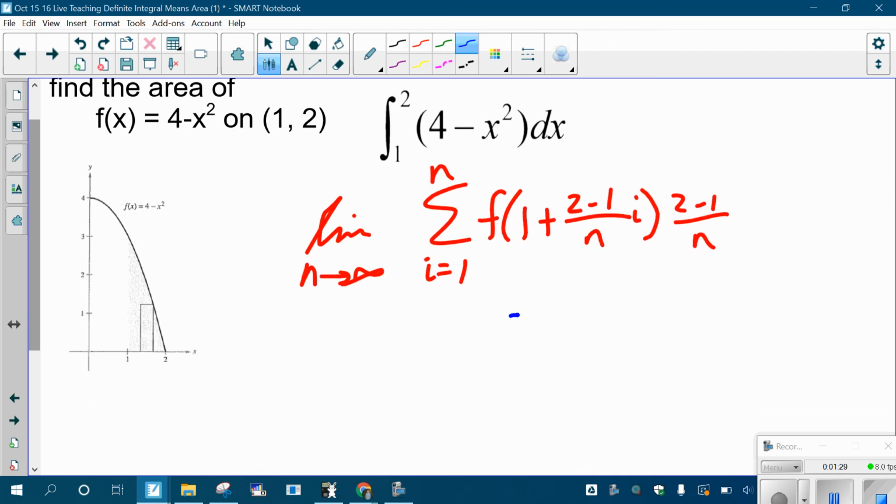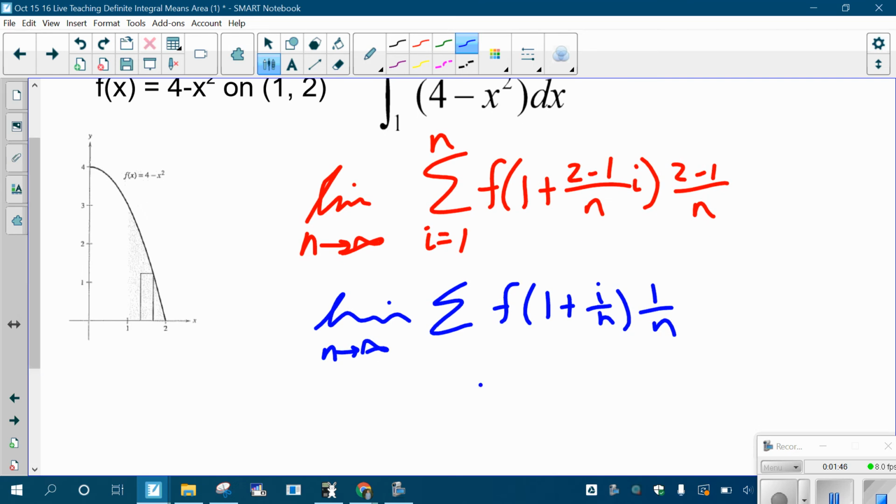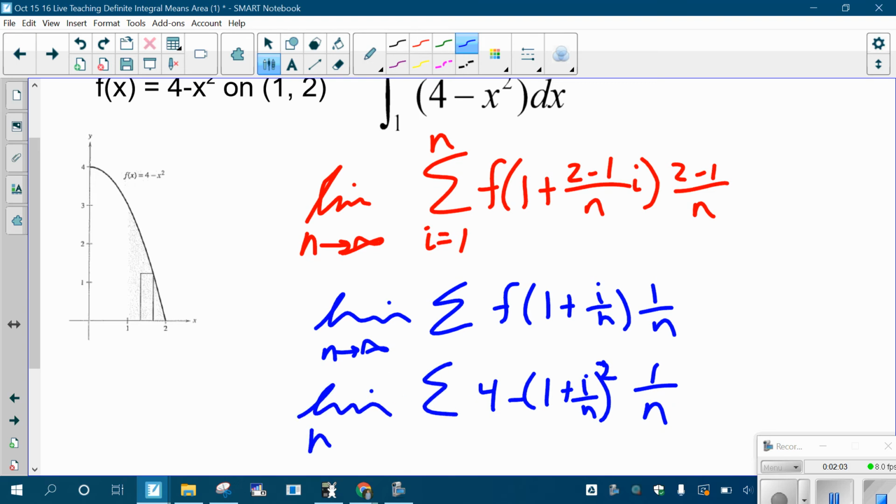First, let's do a little simplifying. So this is f of 1 plus i over n, times 1 over n, still a series, still a limit, okay? f of 1 plus i over n is 4 minus (1 plus i over n) squared. I'm plugging 1 plus i over n in the place of x. I still have a 1 over n here. It's still a series. It's still a limit.